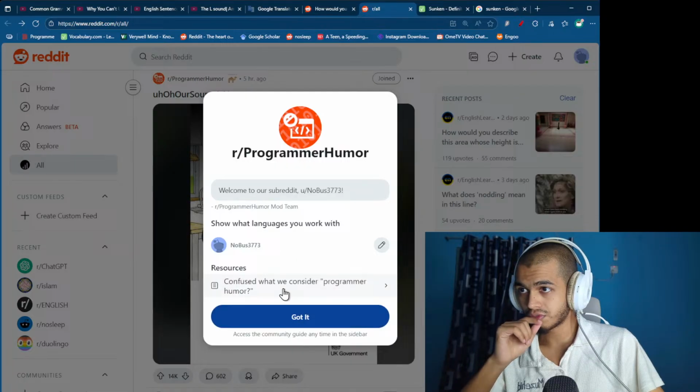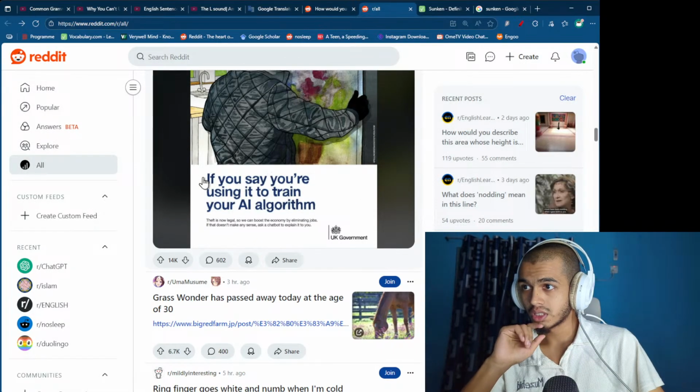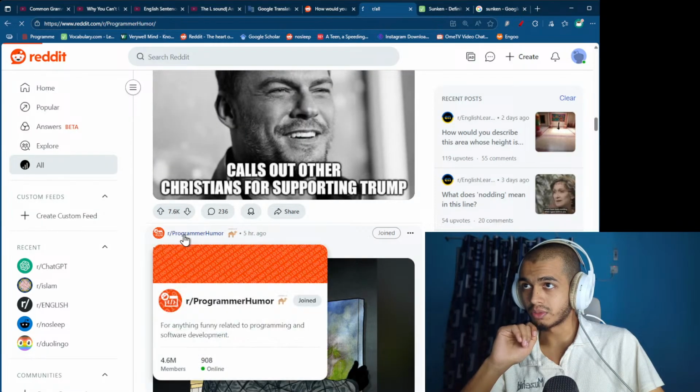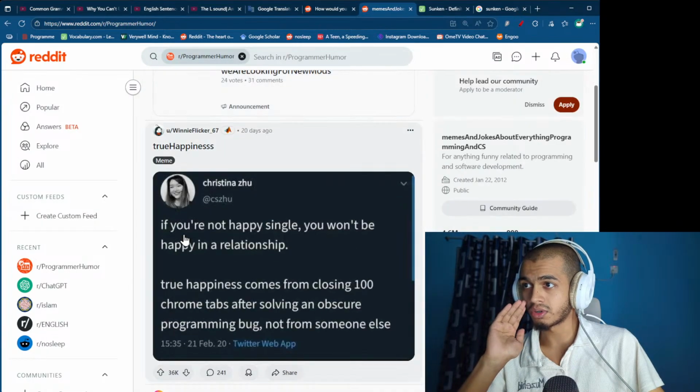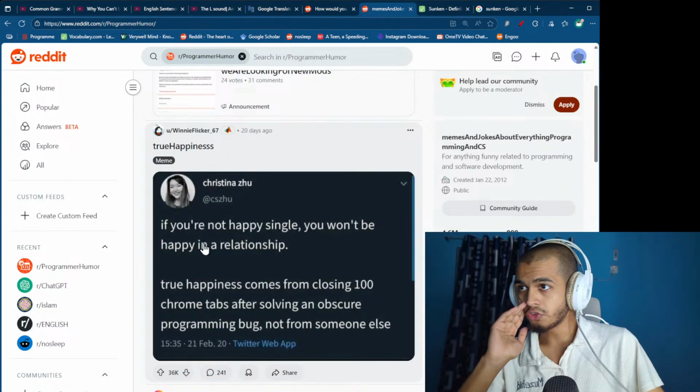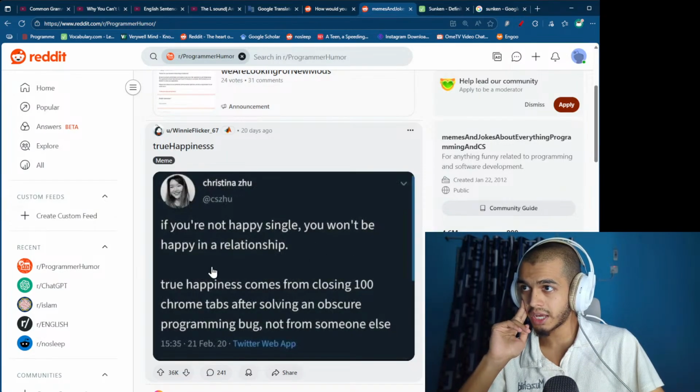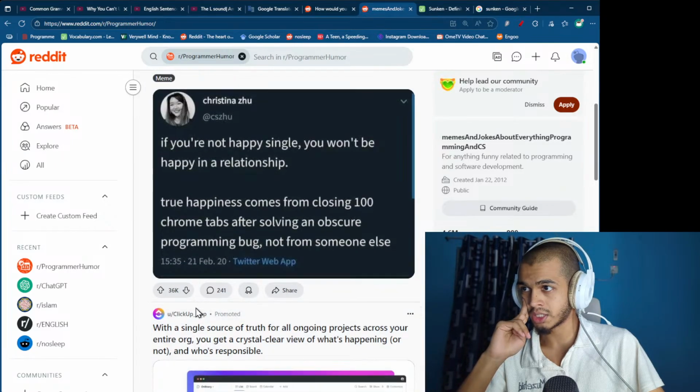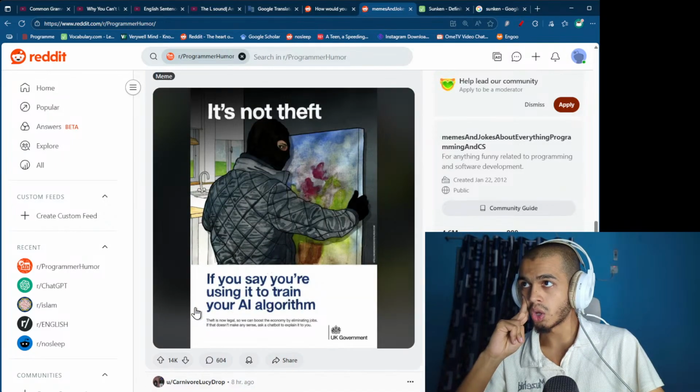So research confused what we consider. I'm gonna join there because it's a good thing, bro. Programming, science, humor. That's a problem. I mean, if you're not happy single, you won't be happy in a relationship. True happiness comes from closing 100 Chrome tabs after solving an obscure programming bug, not from someone else. Yeah. Meme.